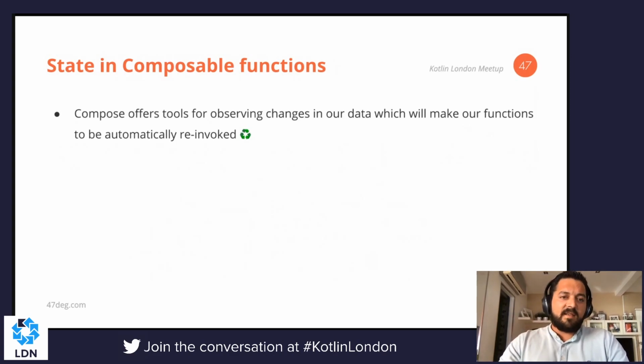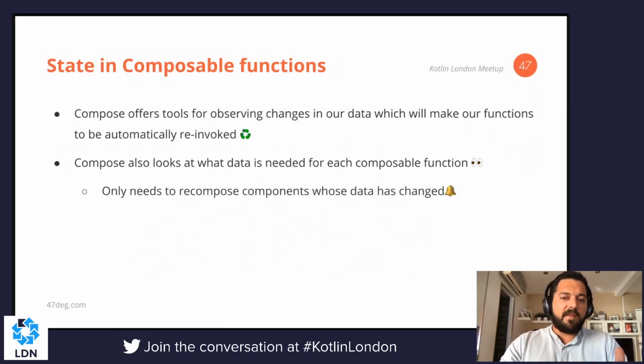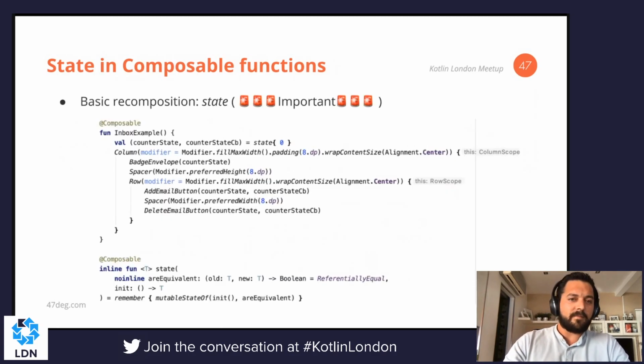To manage this state, Compose offers tools for observing changes in our data, which will make our functions be automatically reinvoked. Compose also looks at what data is needed for each composable function, and if these functions are using this data, when this data has changed, they will be reinvoked, and the UI will be rendered again with this new value. But other functions, maybe in the same scope, that are not using this value can be skipped and are not affected, so they will stay as they are.